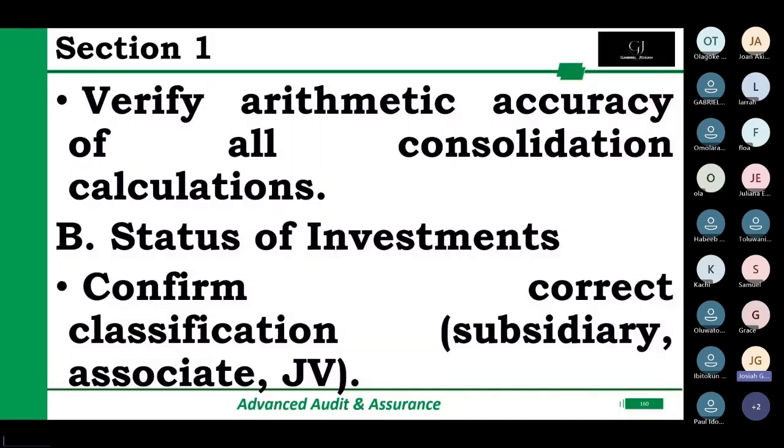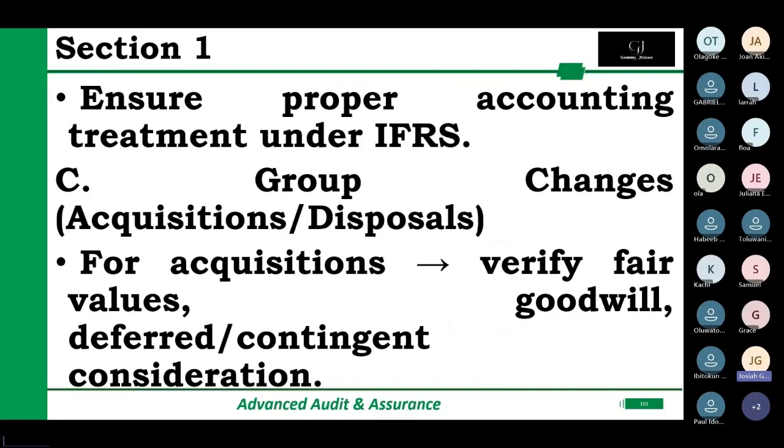Also, status of investments. The group auditor needs to confirm correct classification around subsidiaries, associates, joint ventures, and the like. So he needs to confirm the status of these investments, which ones are subsidiaries, which ones are associates, based on control and those nitty-gritties. He needs to also ensure proper accounting treatment under IFRS, and where a local GAAP or local standard is used in a separate subsidiary where they don't employ IFRS, he needs to understand that system and integrate it to the IFRS with the reporting framework of the group company.